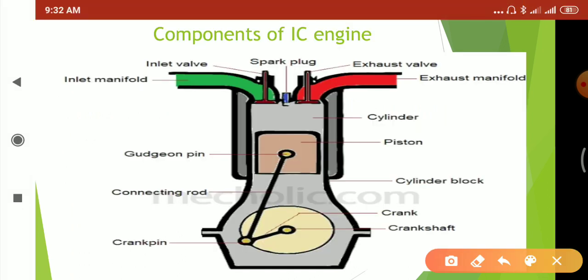So in this, you are observing here, in this region we can see the cylinder head. It is the cover of the engine cylinder, which contains the inlet valve, exhaust valve, and spark plug, see here, in a petrol engine, or fuel injector in a diesel engine. This is the cylinder head.